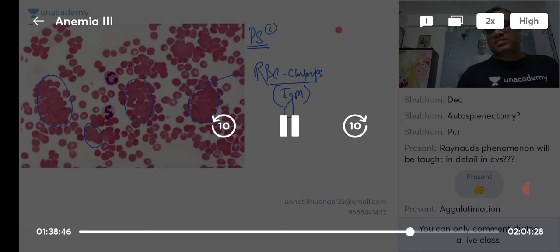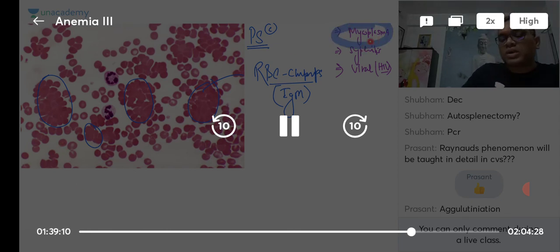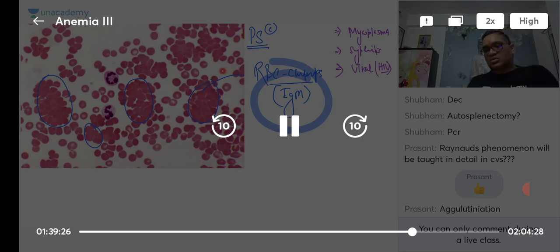A patient was suffering from a mycoplasma infection, because it is seen in mycoplasma, syphilis, and viral infections like HIV. All these infections can cause it. In AIIMS the examiner had used the name mycoplasma. A patient had a mycoplasma infection. Whenever he was exposed to cold, he developed redness, pallor, and all these things. The same peripheral smear I'm showing you was given in the exam, and the examiner asked this pathology is because of which antibody. That is how the question will be asked in the exam.